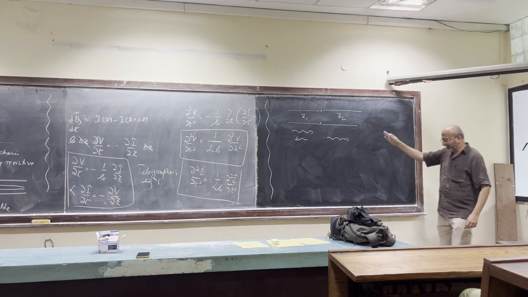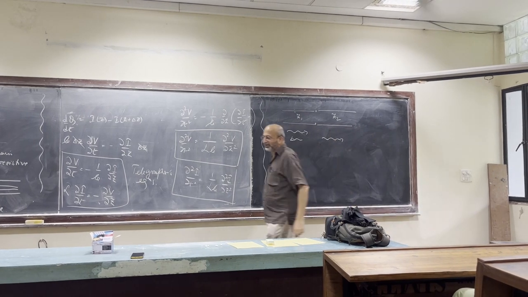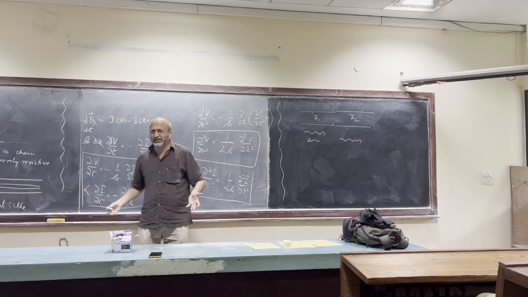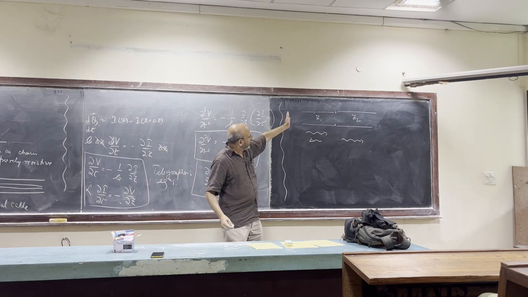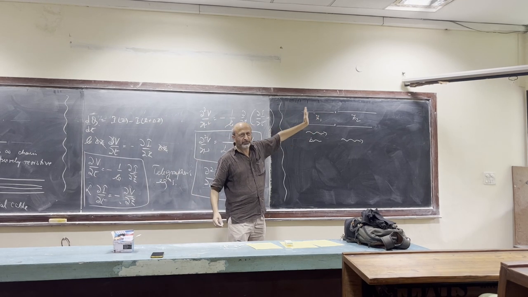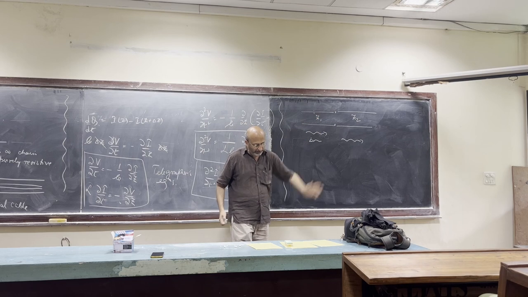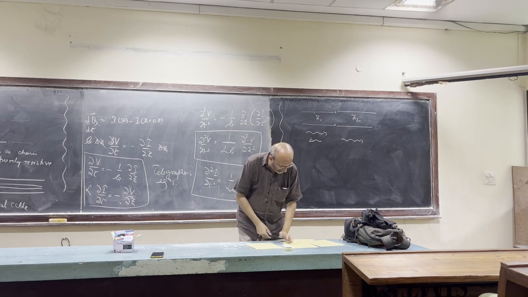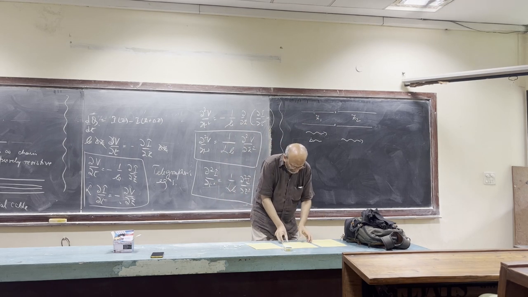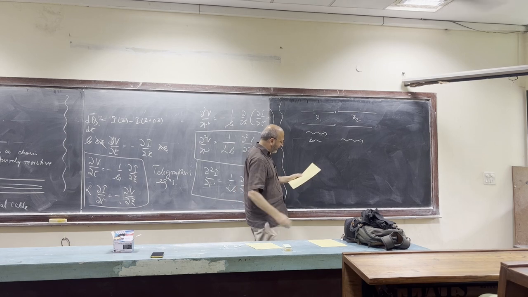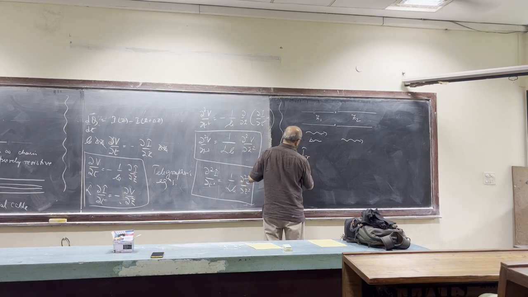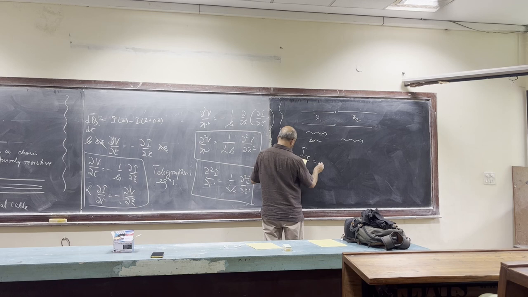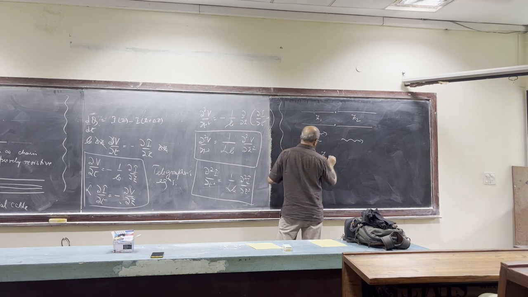This incident, reflected and transmitted signal is something that's very familiar from optics. And you can work out the reflection coefficient and the transmission coefficient in exactly the same way. Once again, I'm just going to give you the formula. I'll leave it to you to work it out. It's very simple to work out. And you'll find that I reflected over I incident is given in terms of Z1, Z2.